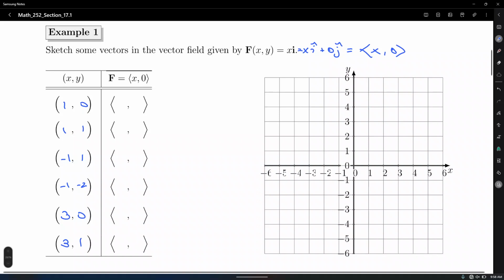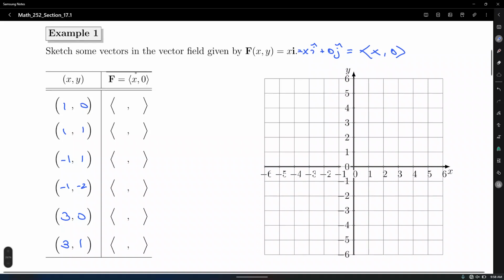Okay, so how are we going to go from ordered pair to vector? Well, these vectors are the result of having the x component of the vector be the x coordinate in this case. And the y component of the vector is going to be 0 for all of them. So we can fill in the zeros here, and simply copy the x coordinates to be the x components: 1, 1, -1, -1, 3, 3.